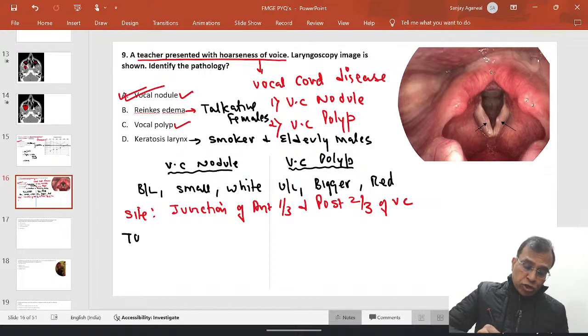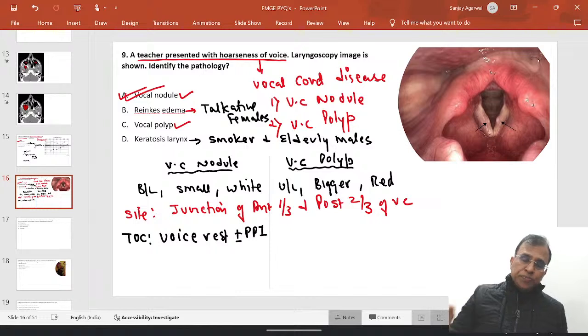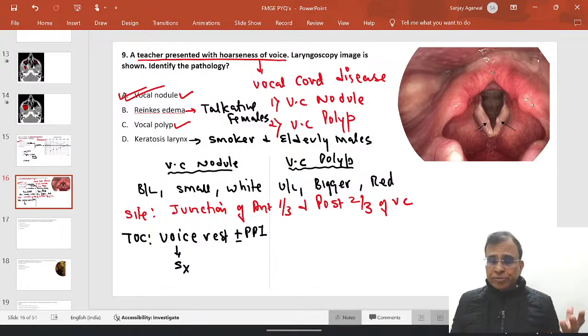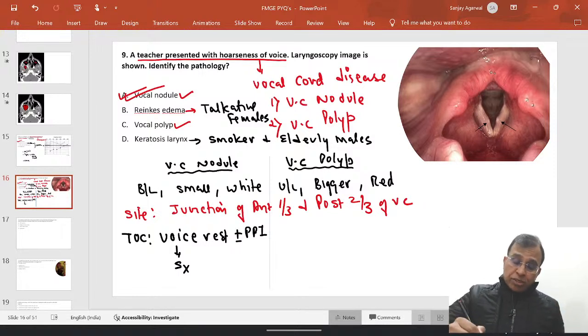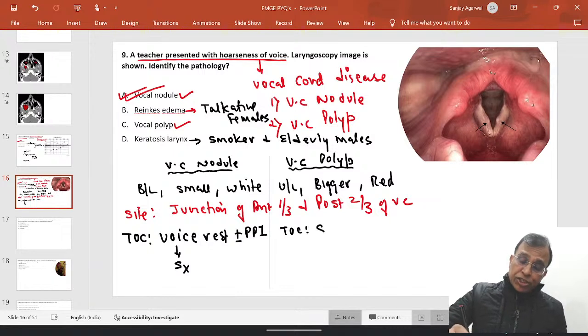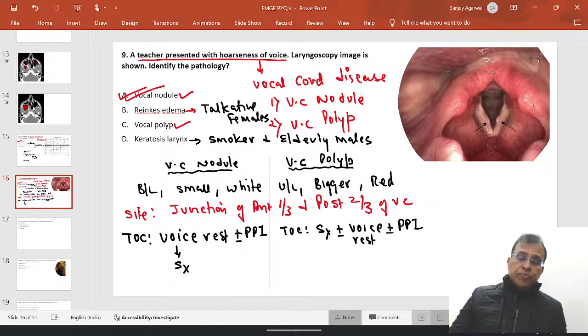The treatment of choice in case of nodule is voice rest, plus or minus proton pump inhibitors. If this fails, then we may have to do surgery. Surgery is a secondary option, not the first line of treatment in case of nodule. Whereas in polyp, the treatment of choice is surgery, plus or minus voice rest. Here voice rest is not very important, but we might add proton pump inhibitors because both nodule and polyp are very commonly seen in people who have some kind of regurgitation problem, regurgitation of acids from the stomach and the esophagus. So to control that part, we give proton pump inhibitors in both of them.